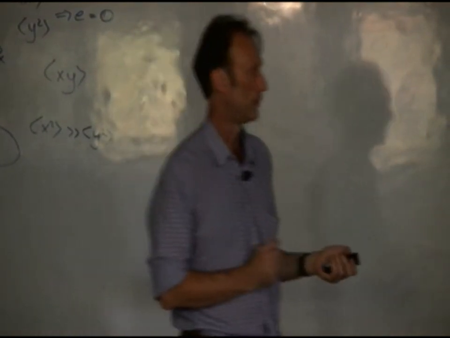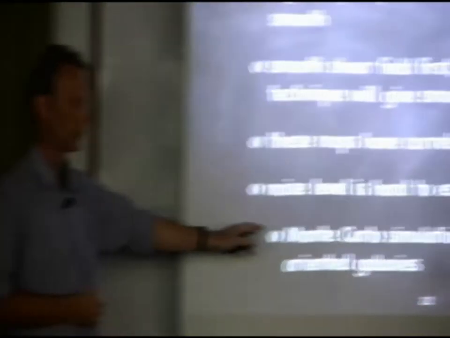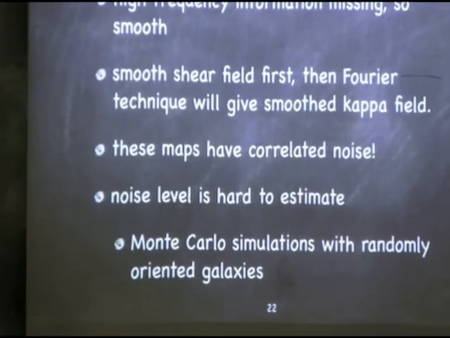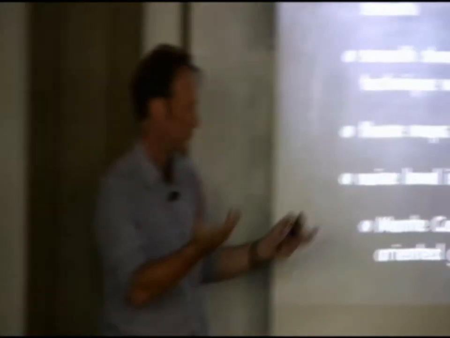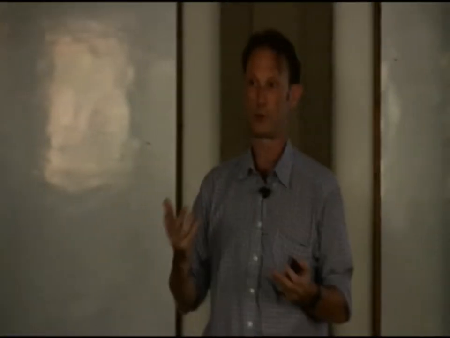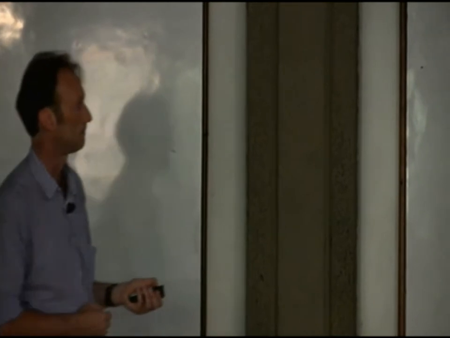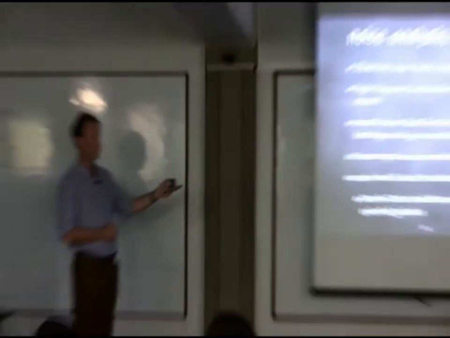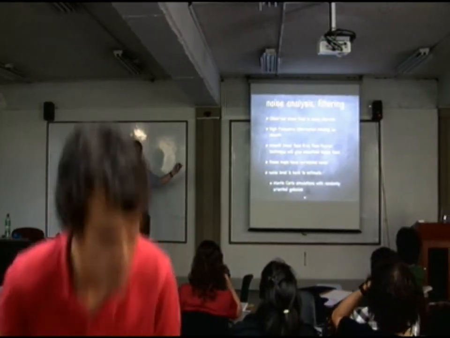So in practice, what people do is lots of what's called Monte Carlo simulations. You just make lots of random maps where you put lots of galaxies in at random, put them through the lensing effect, do the reconstruction, add in all the noise properties that you have in your real data, and just see how reliable your reconstruction is, how well it works. So often you do many more analyses on these simulations than you do on the real data.